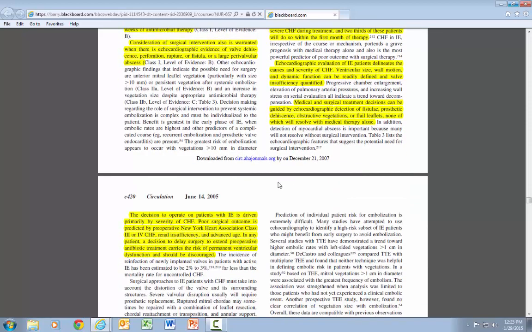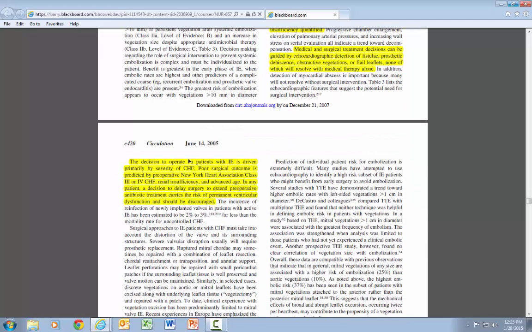This is further explained. So basically, the decision to operate is driven primarily by the severity of CHF. So if a patient has a New York classification class 3 or class 4, that you should have already gone through. So basically, this is the patient that has signs and symptoms with minimal ADL activities, and this is at rest.